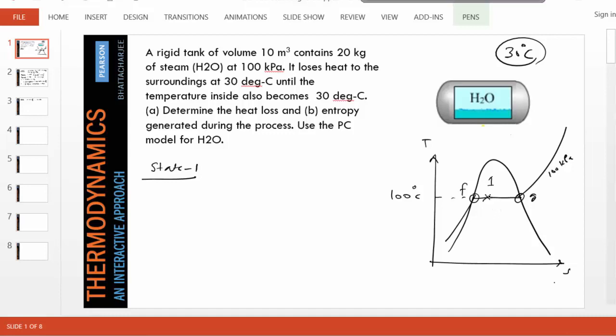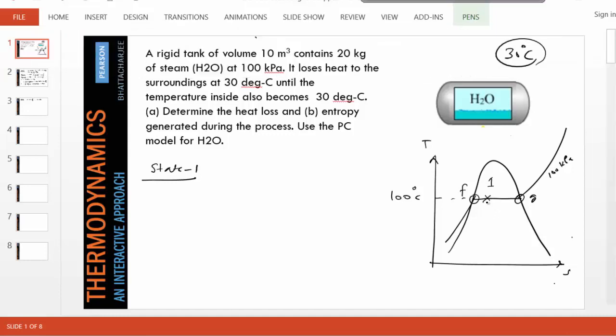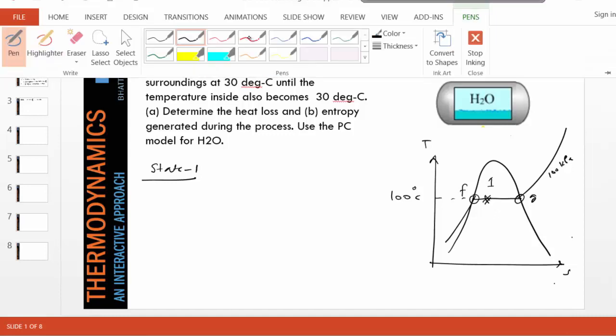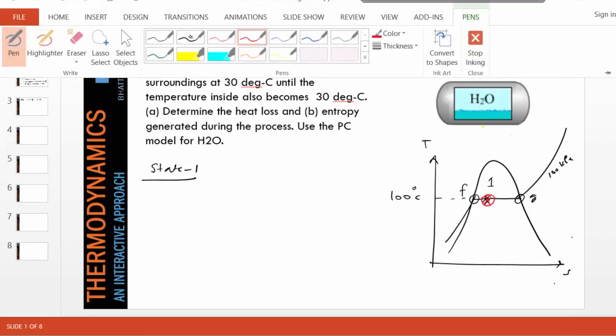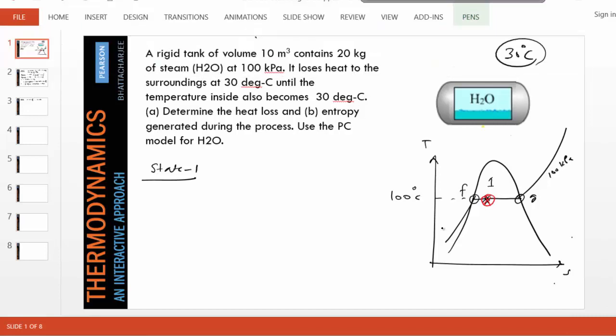The quality was calculated to be 0.29. Let me take the red color. This is my state 1. So where would state 2 be? Let's think ahead. State 2 would be at 30 degrees Celsius, no matter what. That's given to us, right? Somewhere on this line.